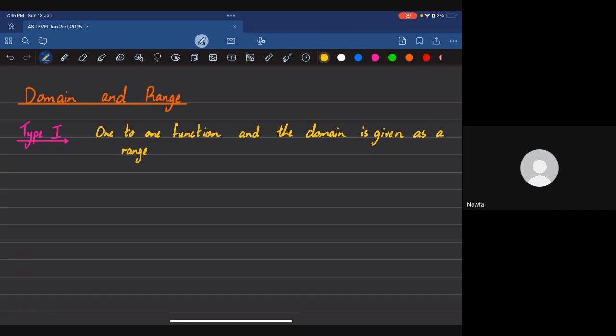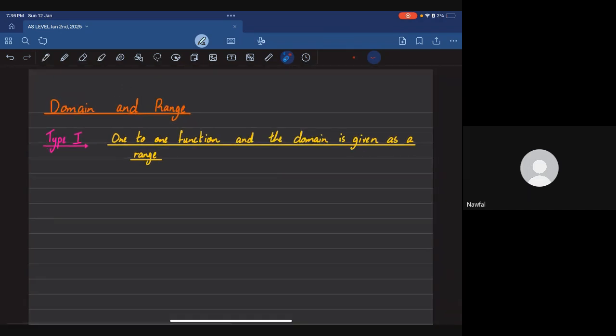So this is type 1, and we'll be focusing on this type first. What happens when you're given a one-to-one function, and the domain is expressed as a range? By no means am I talking about this range, this is a different range. I'm talking about ranges like, okay, let's do an example, then you will probably understand better.